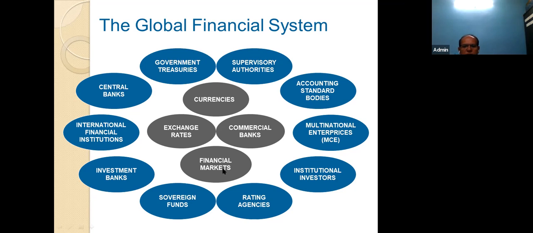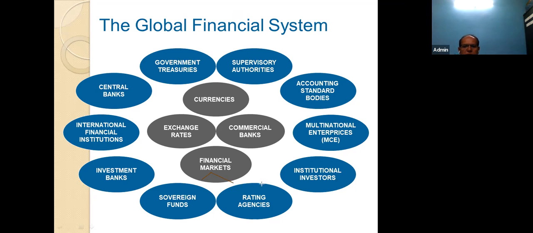Then comes the financial market. If you are talking about our national level, the financial market is basically divided into two markets. One is the primary market and the second one is the secondary market.